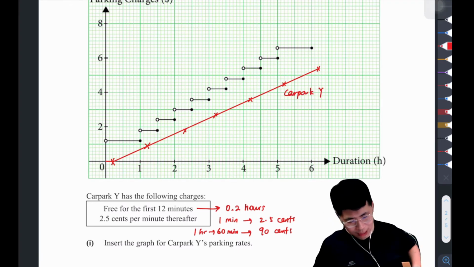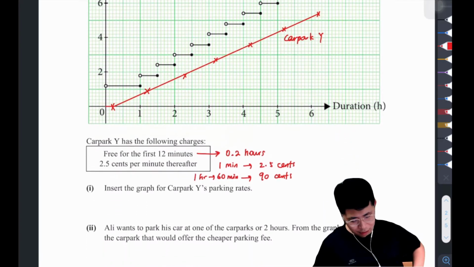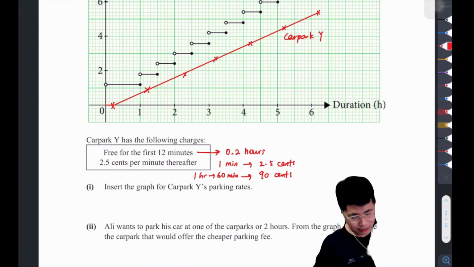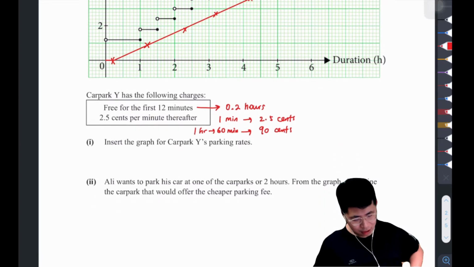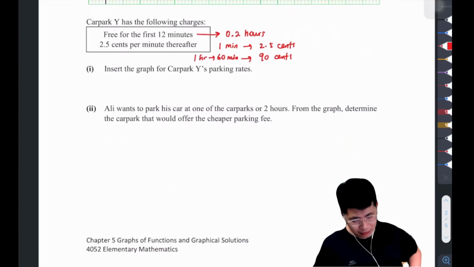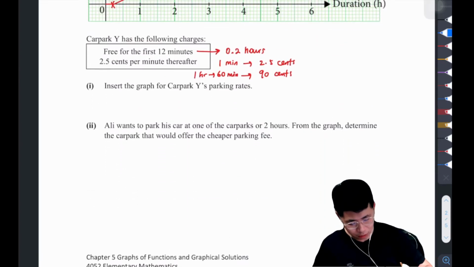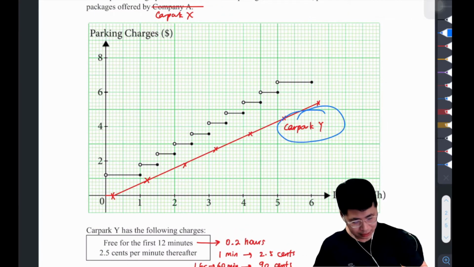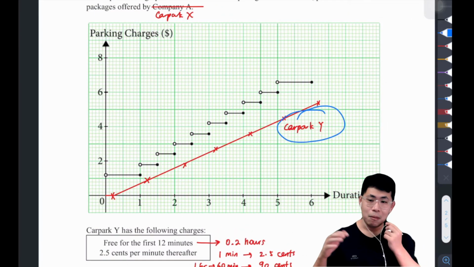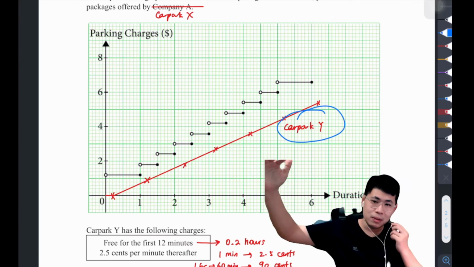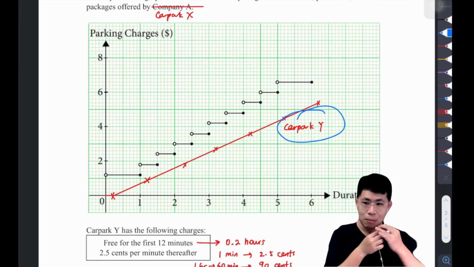Right, car park Y over here. Okay, so Ali wants to park his car at one of the car parks for 2 hours. From the graph, determine the car park that will offer the cheaper rate. Obviously the car park that's offering the cheaper rate is car park Y, because the prices are way below the parking charges for car park X.